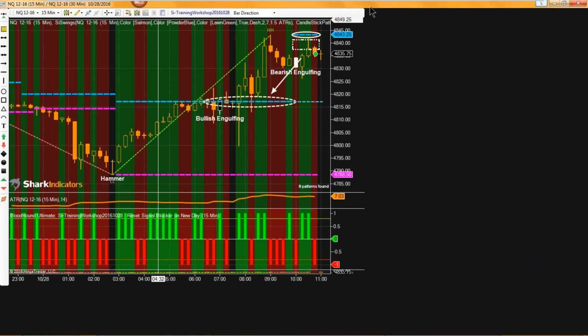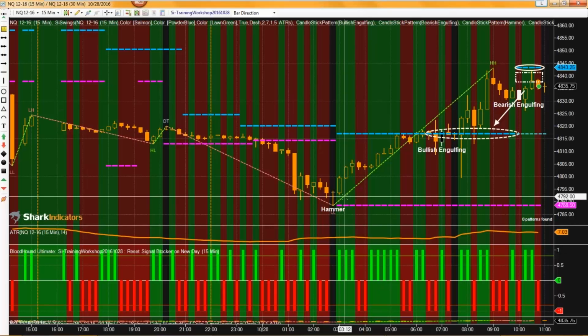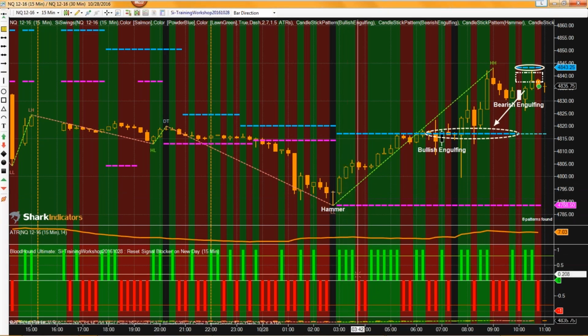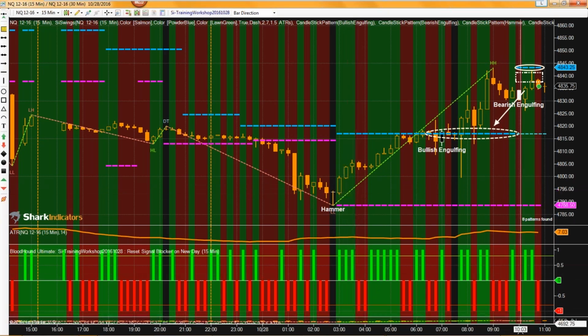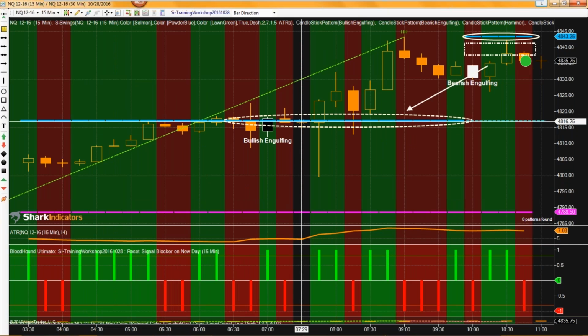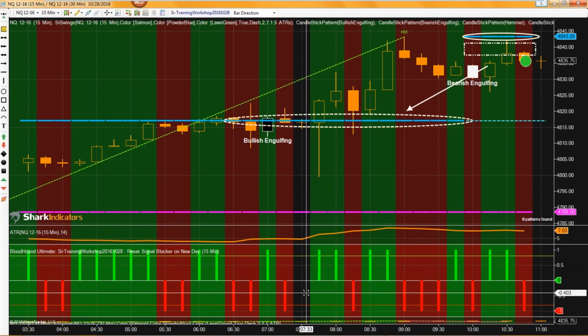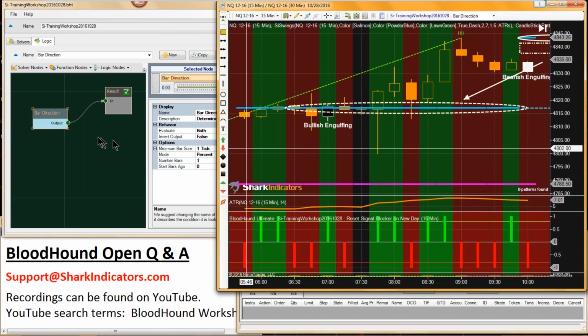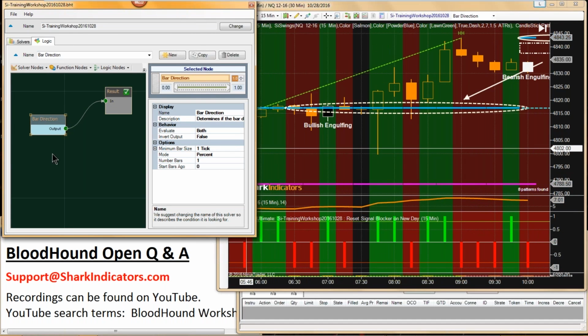So you can see we're getting a long output for an up bar and short outputs for down bars. Let's expand this out a little bit. And then if there's a doji, right, a doji doesn't have a body, so there's no bar direction for a doji, so a doji doesn't have any output. There you go, simply the bar direction.